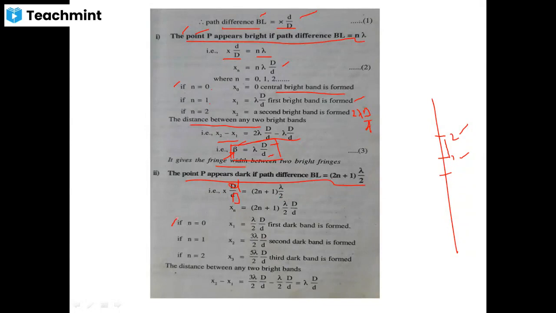If we simplify this, xn equals (2n plus 1) into lambda by 2 into capital D by small d. Now substitute the values of n equals 0, 1, 2, 3. If we take n equals 0, this is going to be x0, which gives lambda by 2 into capital D by small d. This corresponds to the first dark band.